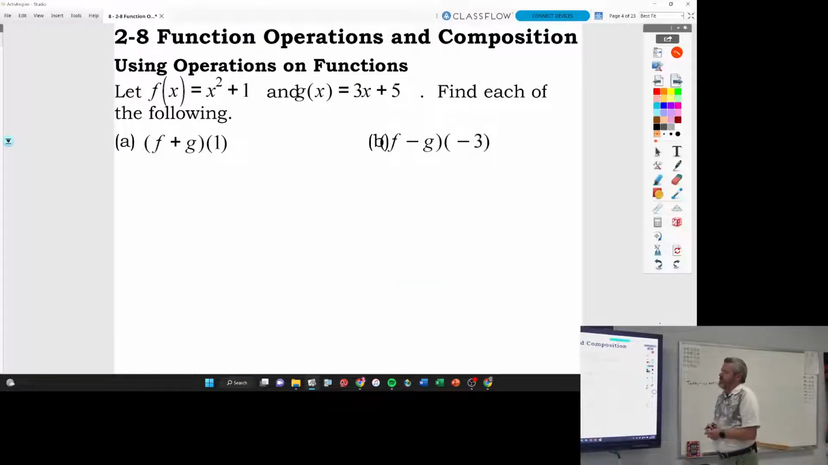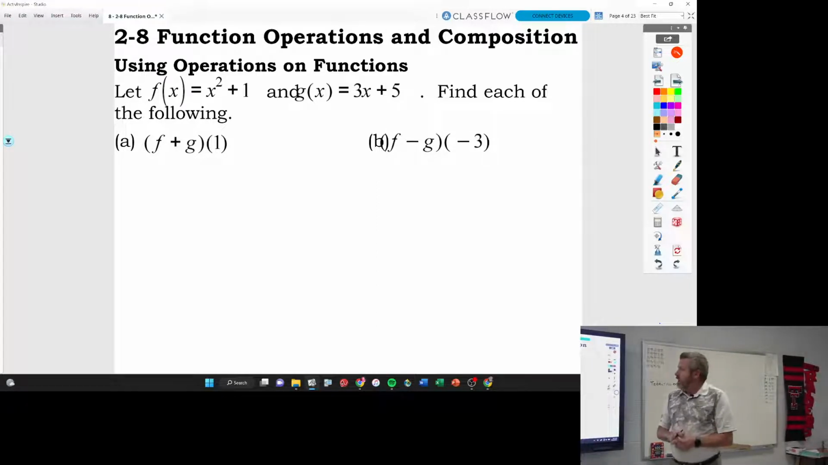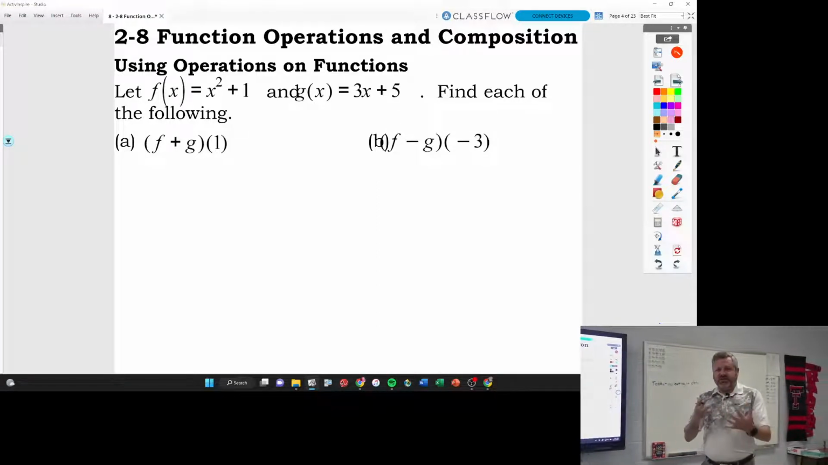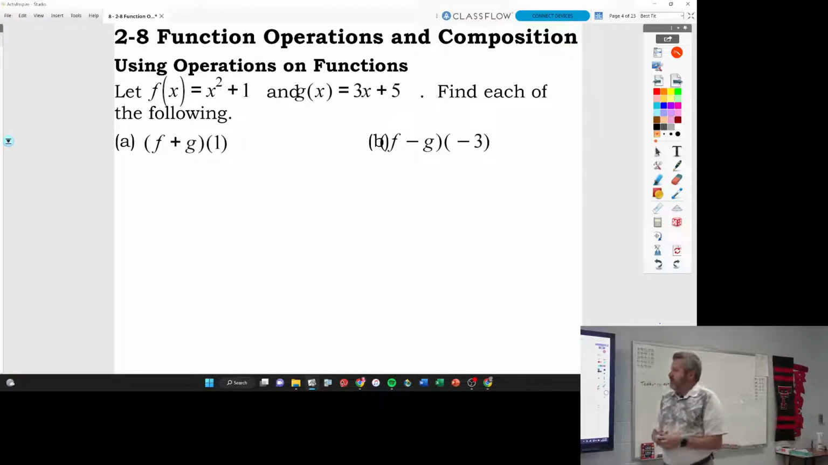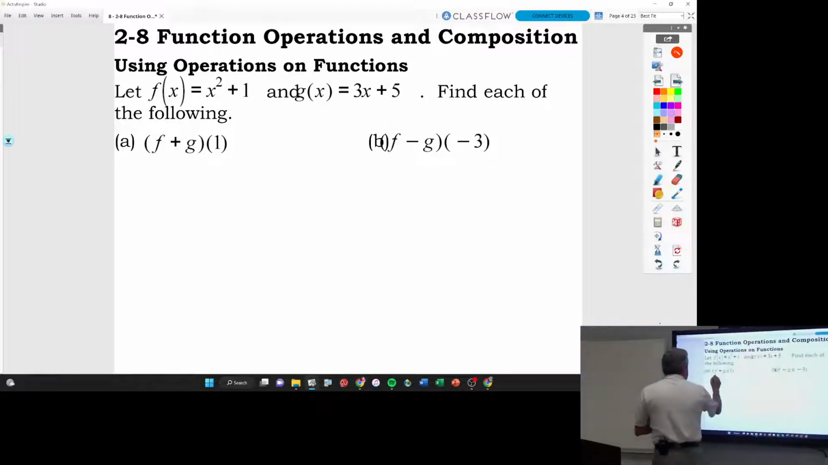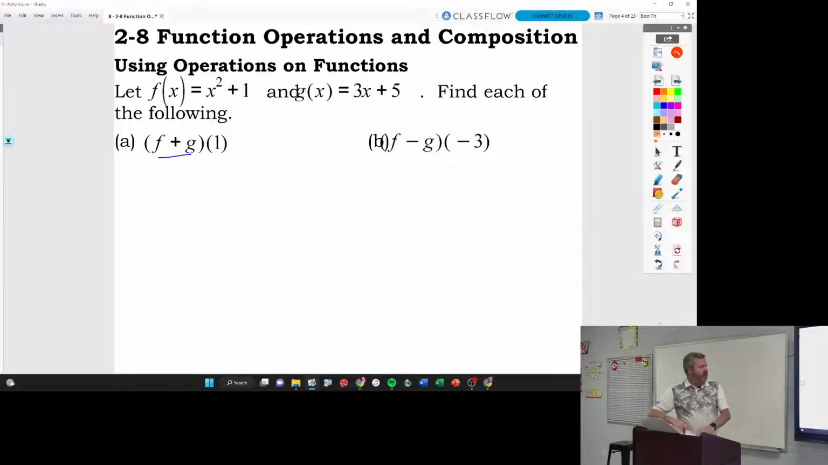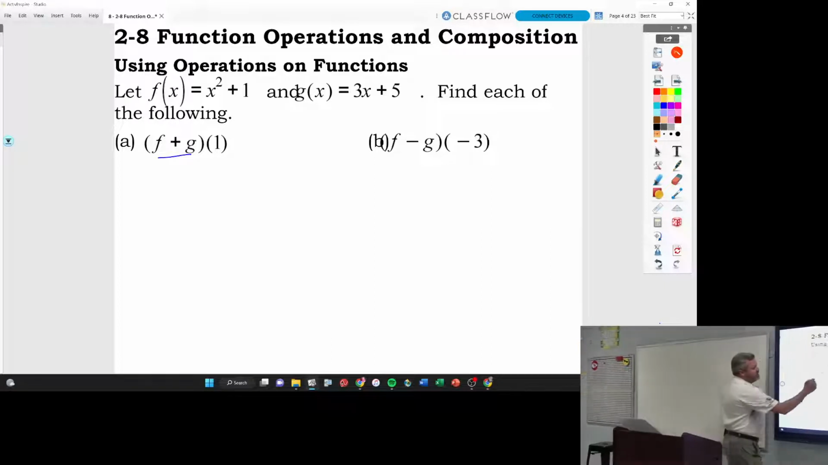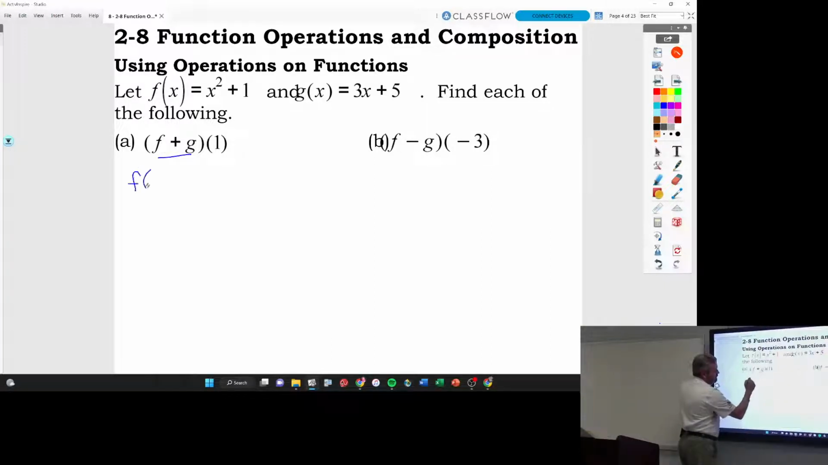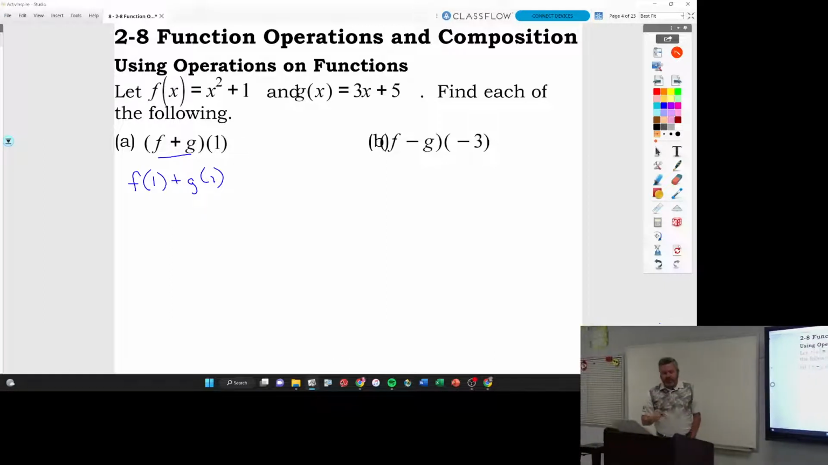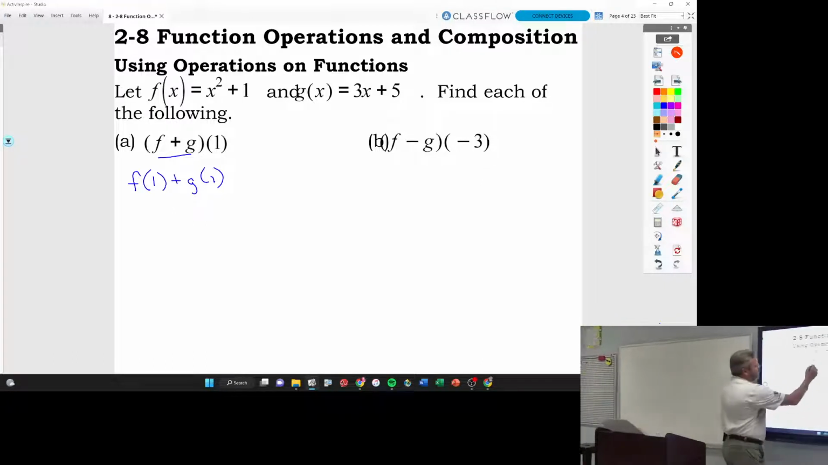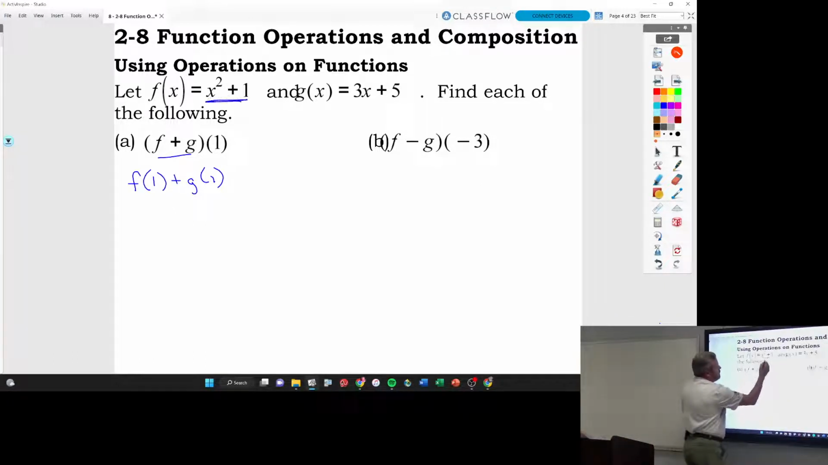So let's look at a problem here. If f of x is equal to x squared plus 1, and g of x is equal to 3x plus 5, we have two separate functions here. In the case of letter A, it says find f plus g of 1. So what that's saying is evaluate the f function at 1, evaluate the g function at 1, and add them together. Okay? So f plus g of 1 simply means f of 1 plus g of 1. So that's what we're going to do. Well, f of 1, if you plug a 1 into this function here, 1 squared is 1, and 1 plus 1 is 2.